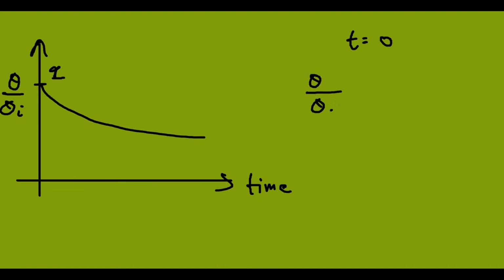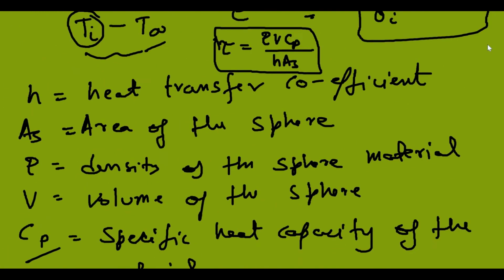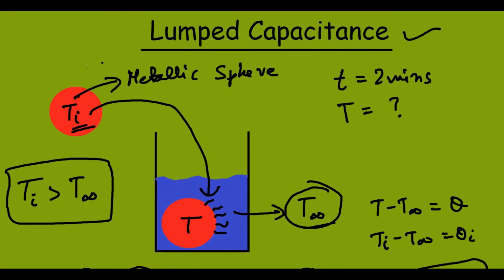So I am writing the relation over here, theta by theta I equals e power minus t by tau. This will be the series of curves that we will obtain, and this is the direction of increasing tau. So for low values of tau, this will be the curve. And if I increase the tau, the time constant, this will be the curve. As I keep on increasing the tau, the curve shifts towards the upper end. So next we will discuss certain assumptions on which this lumped capacitance model is valid. So I will write those assumptions.